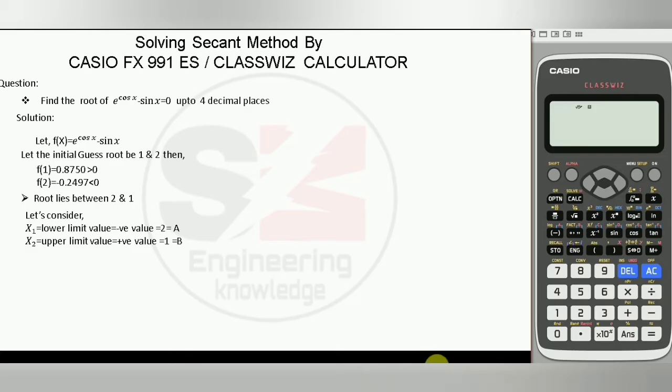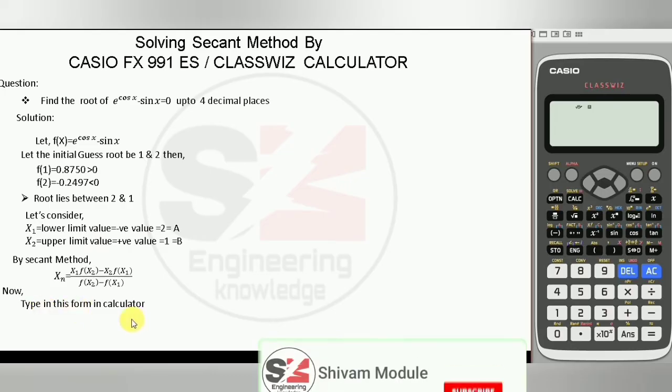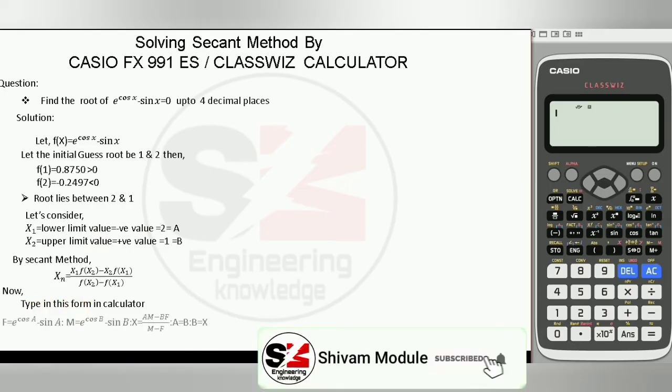Then after this, we have the formula from the second method. Then for solving this equation by a single expression in this calculator, we have to type in this form in the calculator.